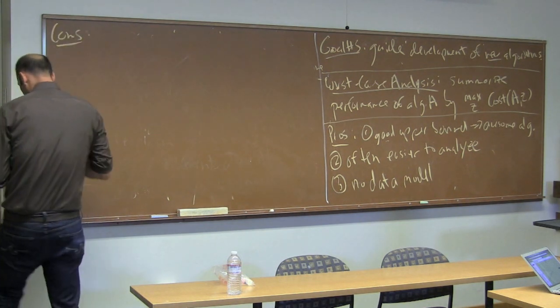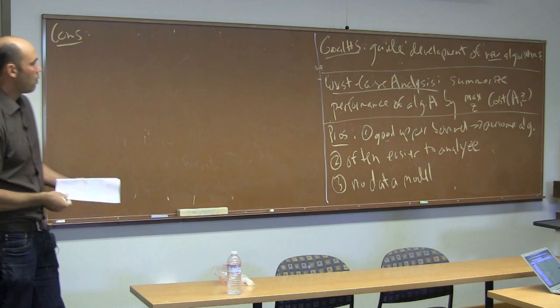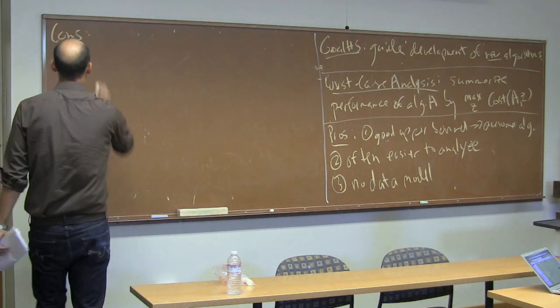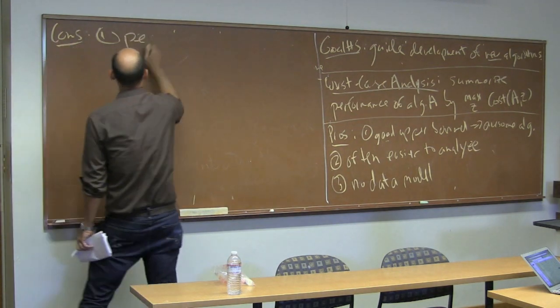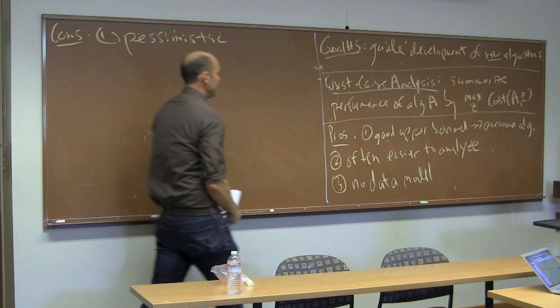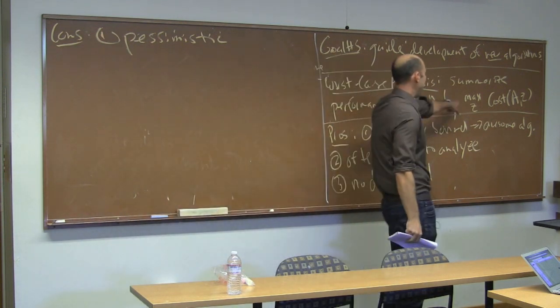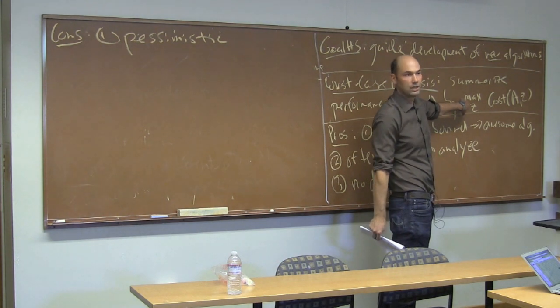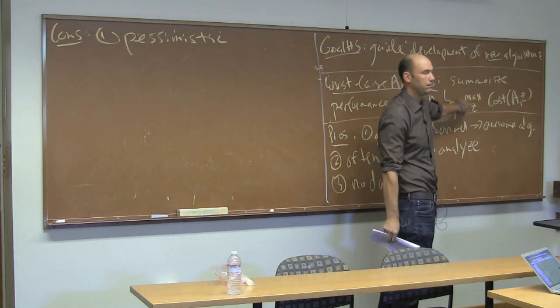So the motivating examples have already exposed the reasons why you might not want to use it, but let me just summarize those succinctly here. So the first one is obvious. Evidently, this is really the most pessimistic summary of an algorithm's performance that you could ever use. You cannot be more pessimistic than this, all right?